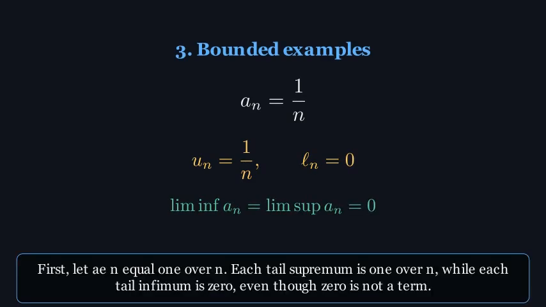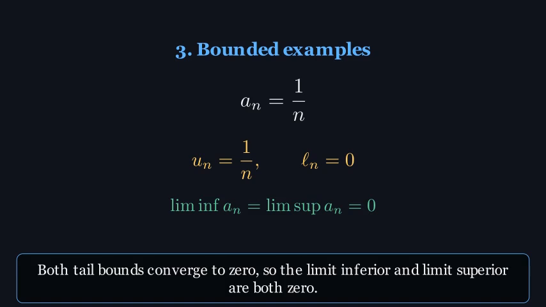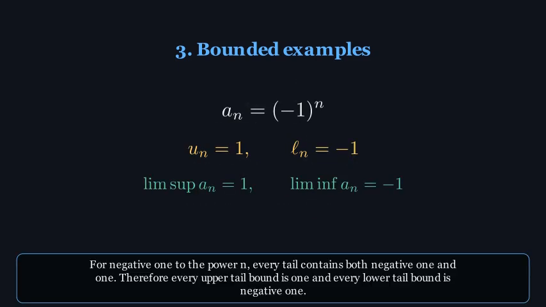First, let an equal 1 over n. Each tail supremum is 1 over n, while each tail infimum is 0. Even though 0 is not a term, both tail bounds converge to 0, so the limit inferior and limit superior are both 0. For negative 1 to the power n, every tail contains both negative 1 and 1.